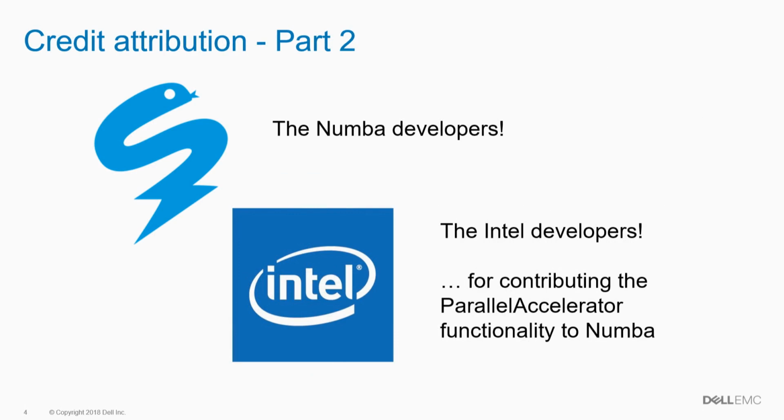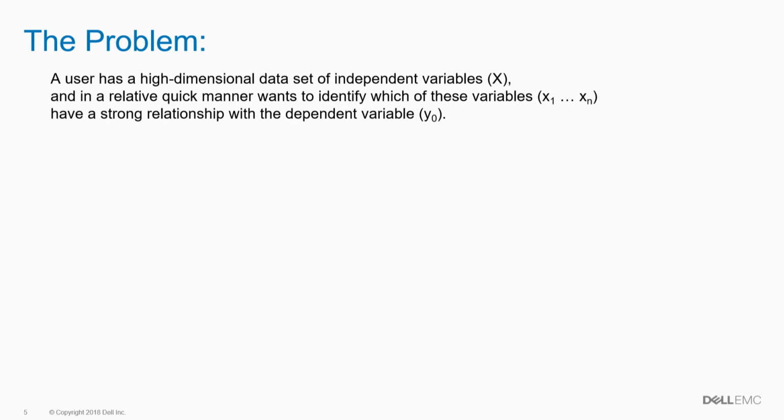Also, second, the Numba developers for creating the awesome Numba package, and the Intel developers for contributing the parallel accelerator functionality to Numba. Okay, so what's our problem? Our problem: a user has a high-dimensional data set of independent variables. We'll call that matrix X. And we want to, as fast as we can and as accurately as we can, identify the variables, we'll say x1 through xn, that have a strong relationship with our dependent variable, and I'll label that y0.